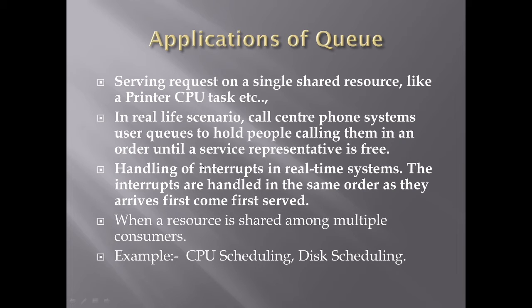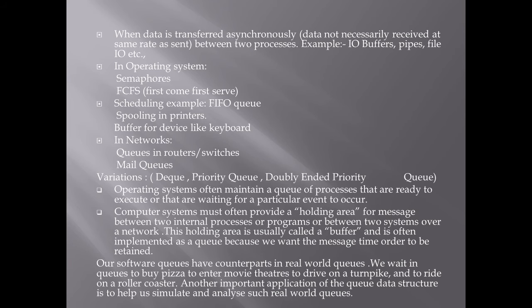The resource is shared among multiple consumers. Example, CPU scheduling: which process will come first, we will schedule first in the CPU scheduling. Next, the data is transferred asynchronously between two processors. Example, input output buffer.